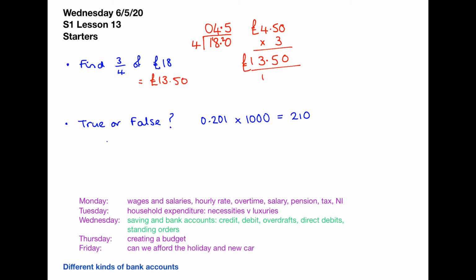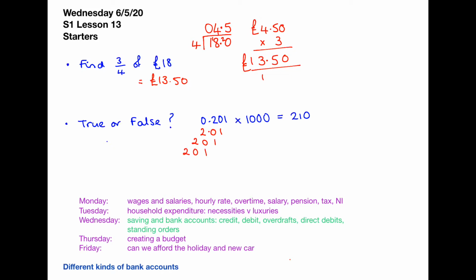Okay, and then the second one today, we want to know, is it true or false that 0.201 times 1,000 is 210? So let's have a look at that. So remember, we're timesing by 1,000, so we're moving 1, 2, 3 places, and we need our numbers to get bigger, so we're moving 3 places to the left. So if we move 1 place, that's where the digits are. 2 places, that's where the digits are. 3 places, that's where the digits are.